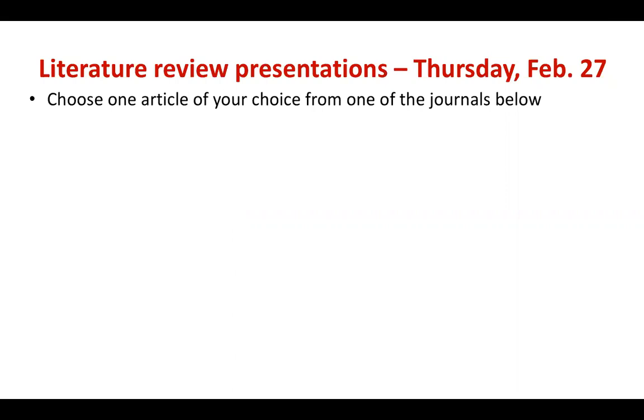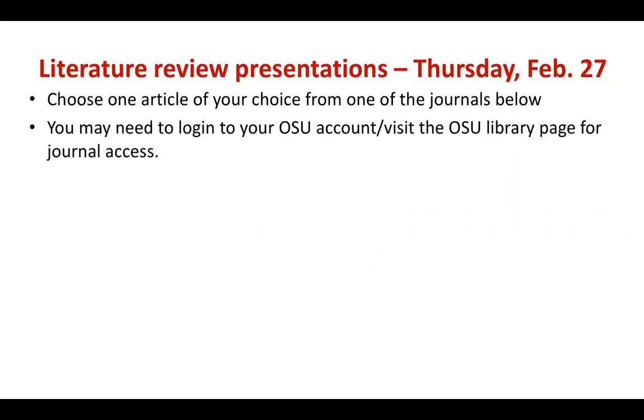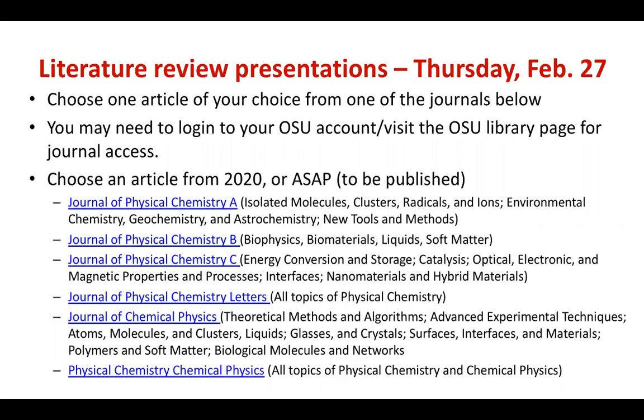The idea is you're going to choose an article from one of the journals that we'll show below. You may need to access your OSU account and visit the OSU library page to get journal access if you're off campus. If you're on campus, it's a little bit easier. You can probably just Google the journal title and very easily find it. But if you're from home, go to the library.